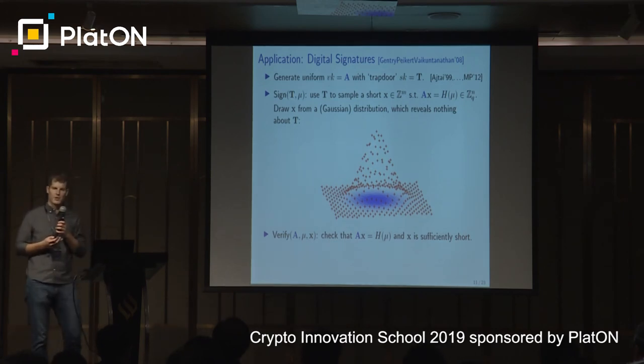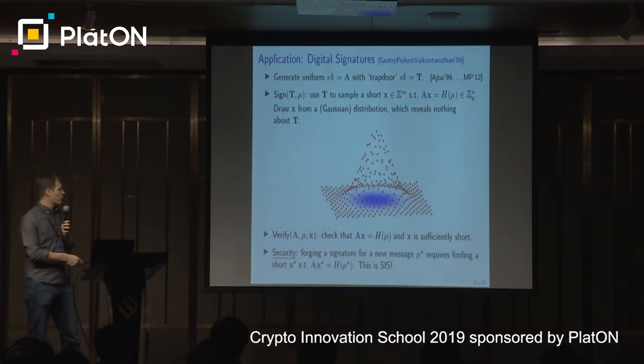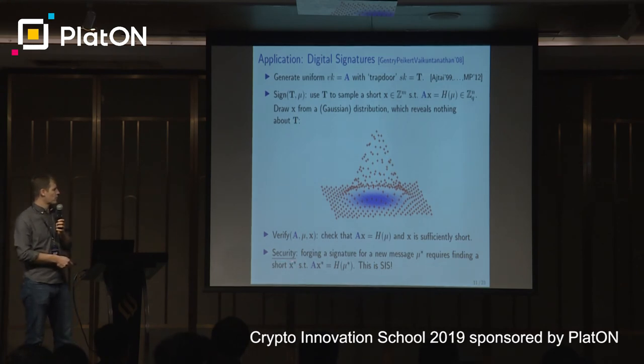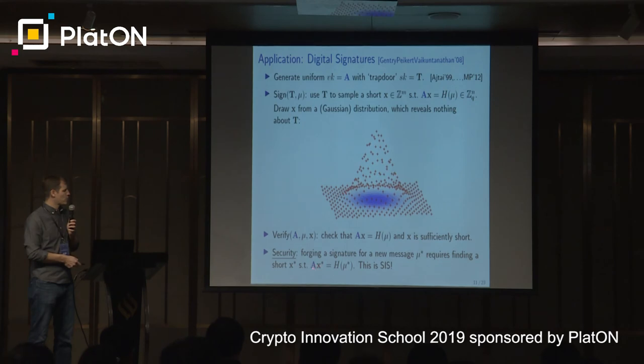But now let's think a little bit about the security of this system. Suppose that there is a forger who would like to forge a signature on some new message, mu star. In order to do so, it has to cause the verifier to accept. So to make the verifier accept, it has to find some short vector x star such that A times x star equals the hash of mu star, because the verifier checks this equation and also checks that x star is sufficiently short. But if you think about this for a moment, what we're asking for is a short solution to A times x star equals a random hash value of mu star. And this is essentially exactly the SIS problem.